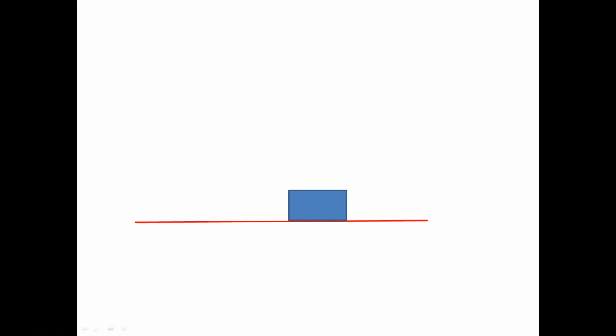So initially the angle is 0. An object having some mass m is kept on the horizontal surface, where theta is equal to 0. Suppose we start increasing the angle. So this is the first angle.